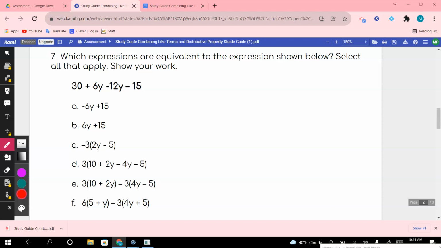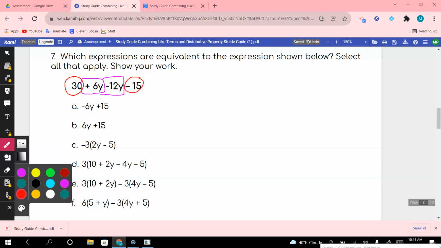So we have positive 30, positive 6y, negative 6y, 12y, sorry, and negative 15. So there will be 2 terms, so A and B both have those 2 terms, so let's see which one is correct.